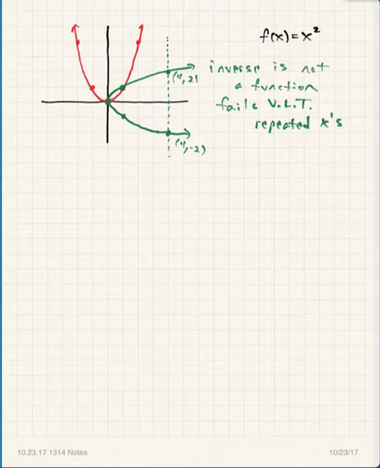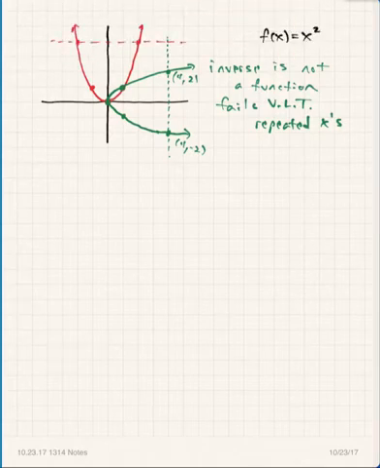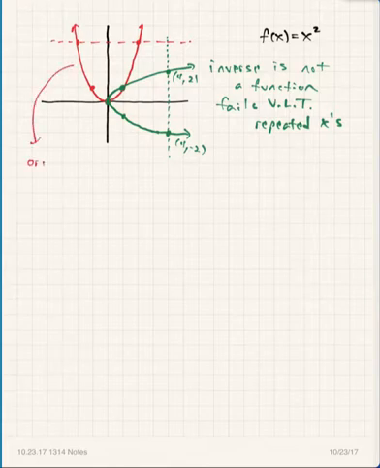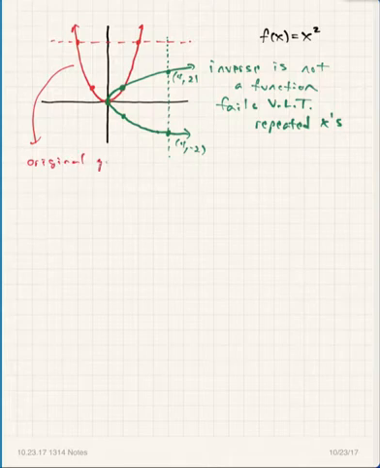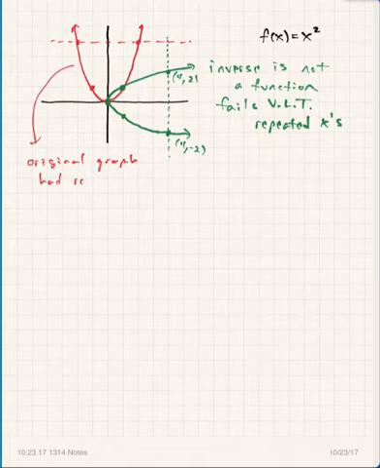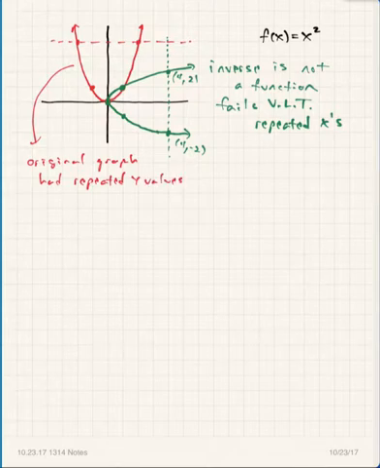Well, where did those repeated x's come from? Well, the repeated x's came from the fact that the original graph had repeated y's. The original graph was a function, but it had repeated y values. And notice what that meant was when it had repeated y values, I could draw a horizontal line that intersected that graph in two places. So this graph fails what we call the horizontal line test.